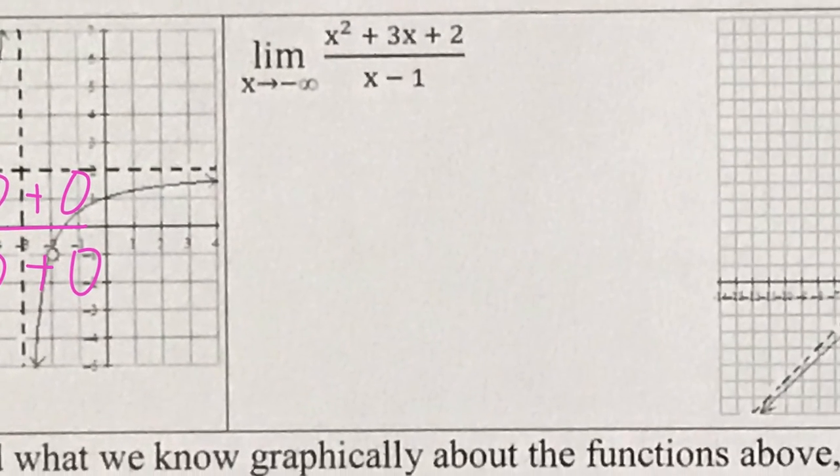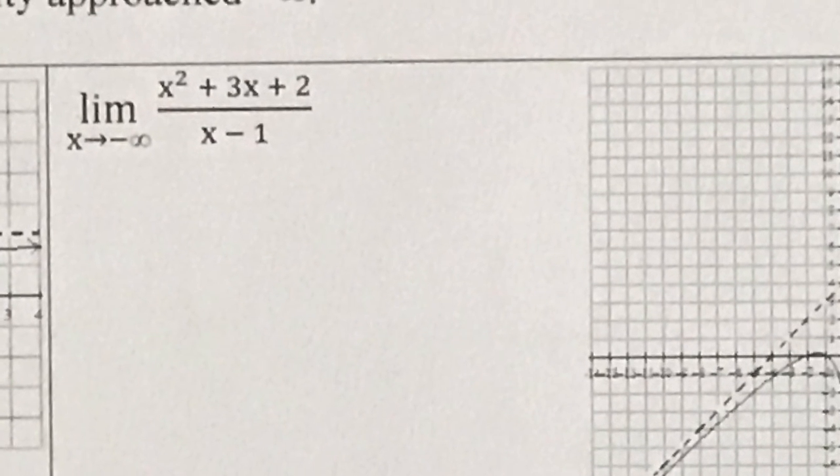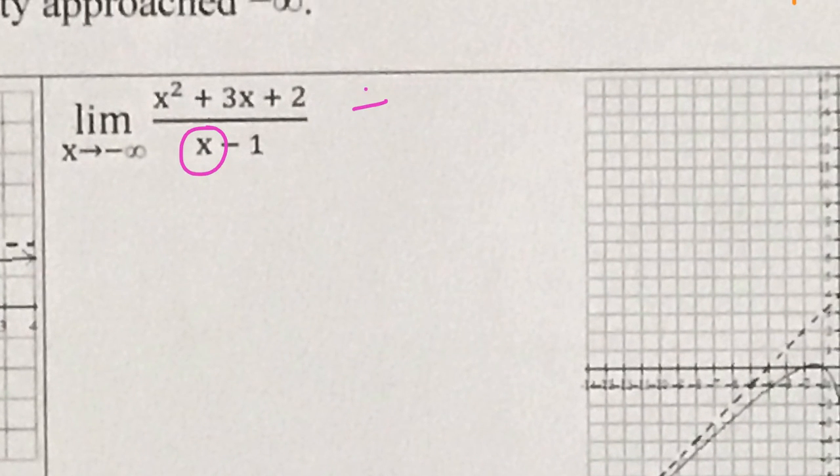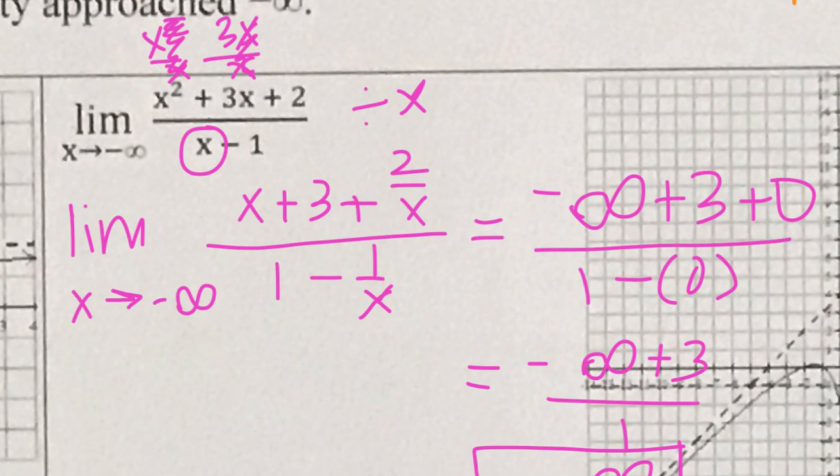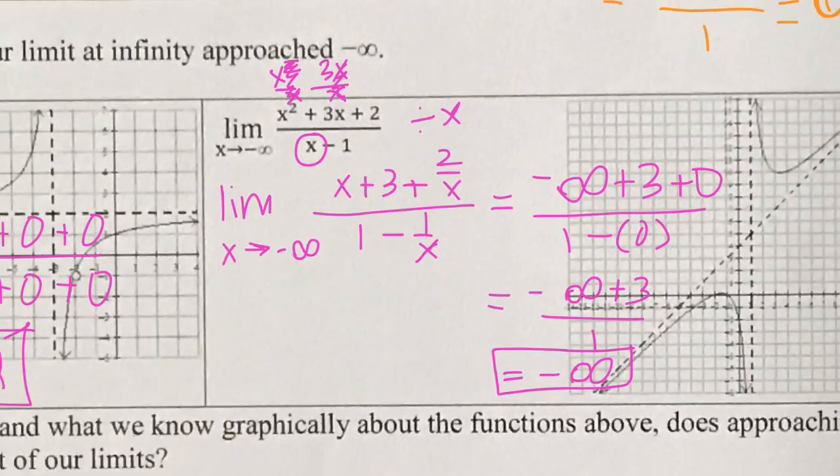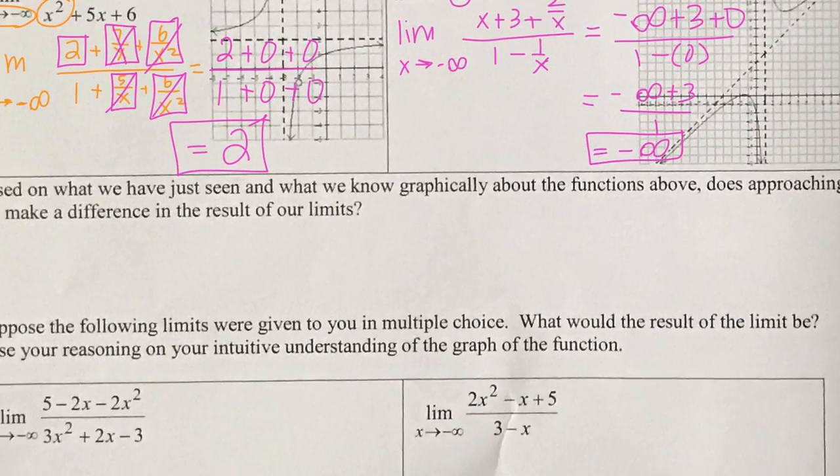So looking at our last example, we have an x on the bottom, so we're going to divide every term by just x and perform the limit analysis. So here we're plugging in negative infinity for x, so you get negative infinity as the limit of this function as x approaches negative infinity.